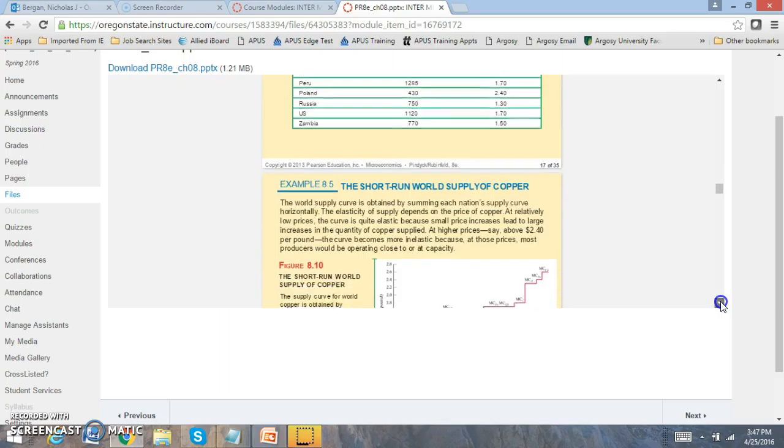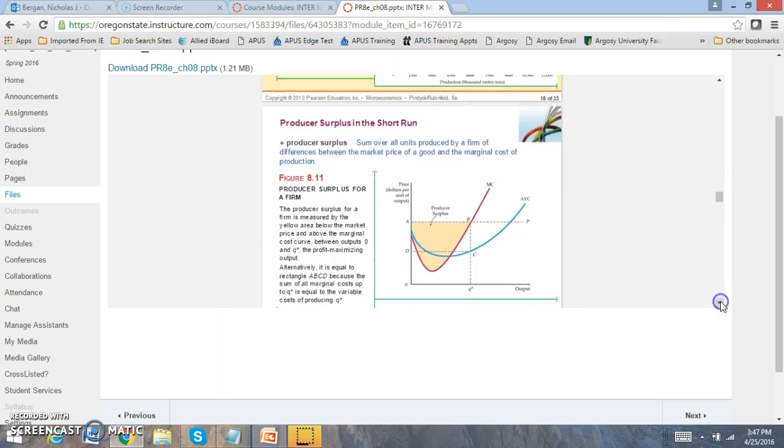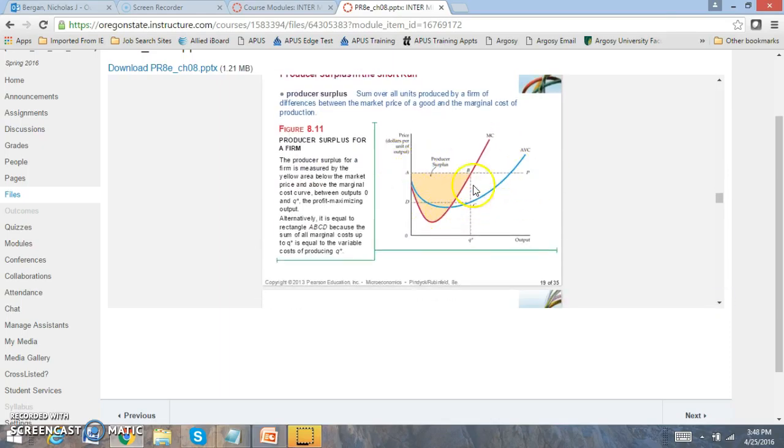Let me show you one more thing here. We want to look at what's called the producer surplus right here. Producer surplus is anything above the supply curve, which is the marginal cost curve, and below the price. That is the producer surplus. So you might have to look at that area or make a determination.